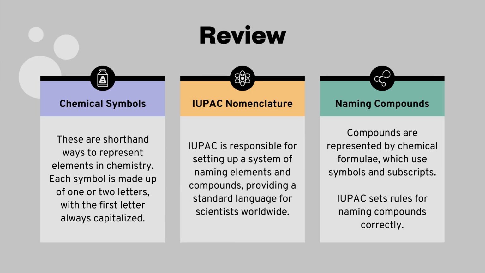Let's review briefly. Chemical symbols. These are shorthand ways to represent elements in chemistry. Each symbol is made up of one or two letters, with the first letter always capitalized. IUPAC nomenclature. IUPAC is responsible for setting up a system of naming elements and compounds, providing a standard language for scientists worldwide. Naming compounds. Compounds are represented by chemical formulae, which use symbols and subscripts. IUPAC sets rules for naming compounds correctly.